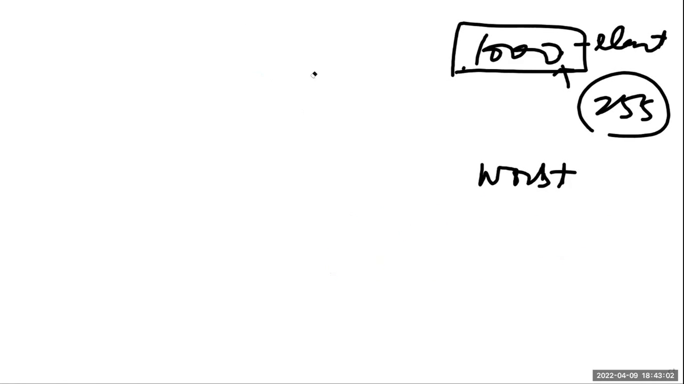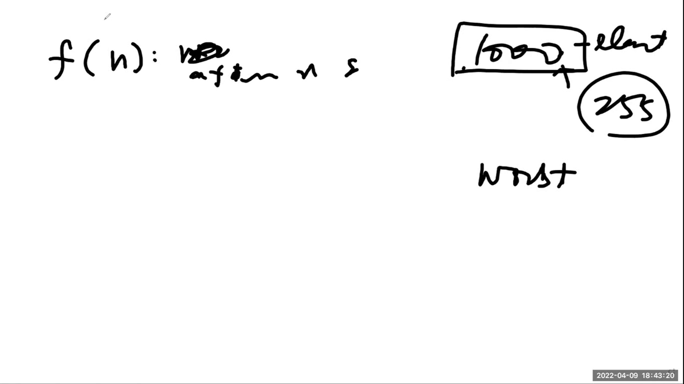Let's look at it. So let's have a function called f function now. F function, so f(n), we are going to look at f(n). That is the worst case, how many elements the f function covers after n searches. How many elements are being searched?